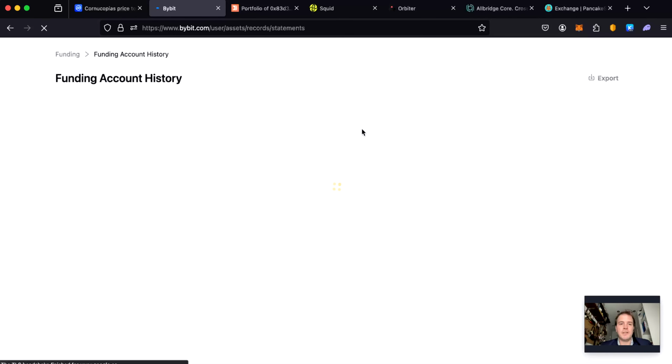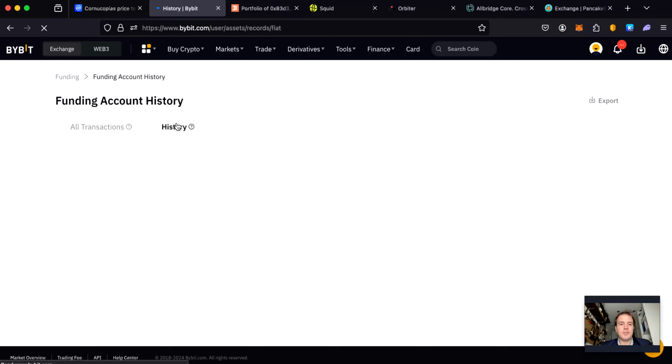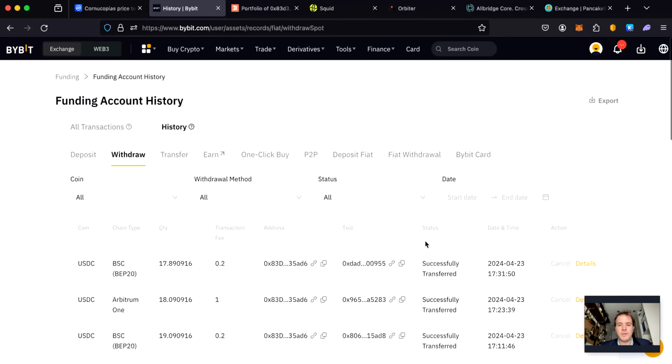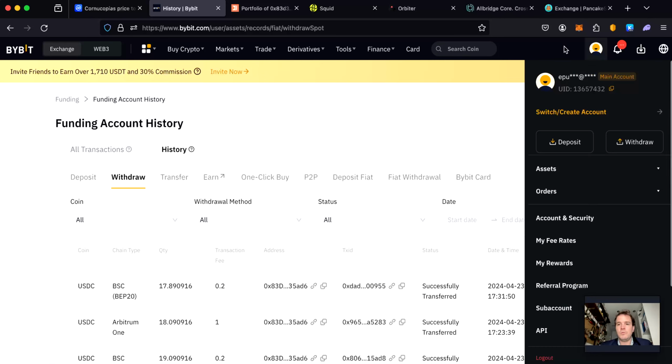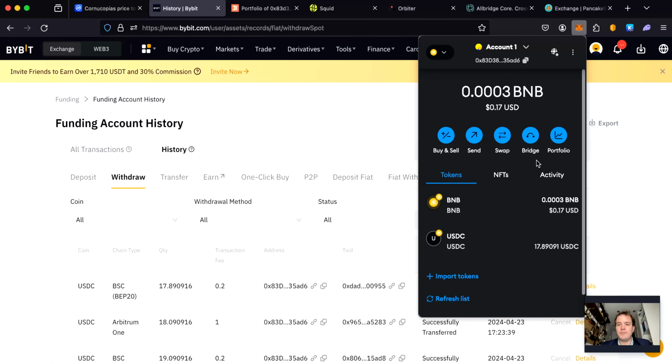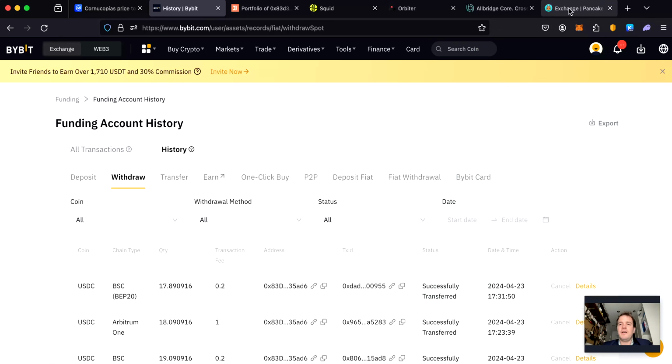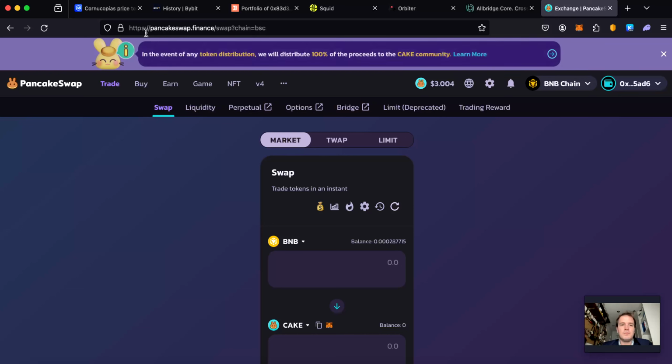Again, we can have a look at the history of account, our withdrawals, and we can see that it's successfully transferred at 1731, which means that our assets should most definitely be in our account, which they are. Okay. Then I can finally go to PancakeSwap.